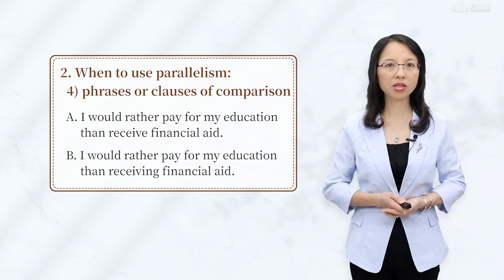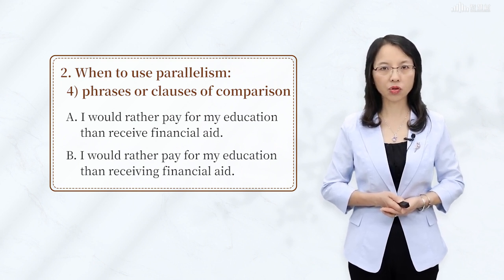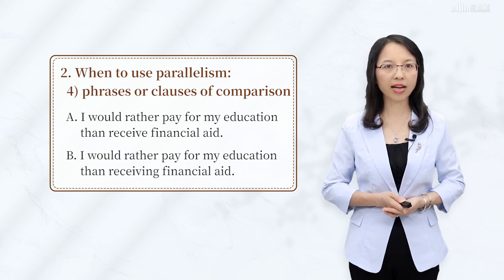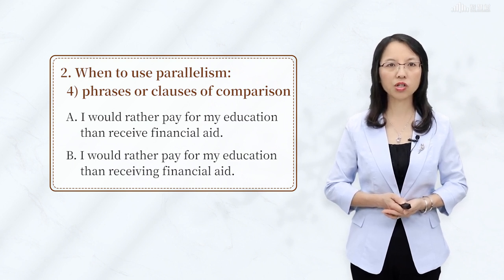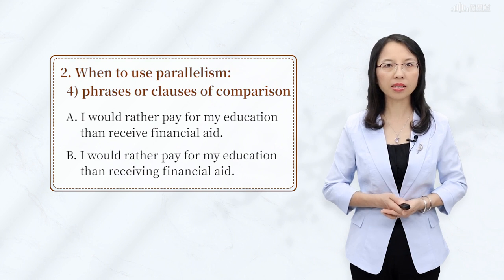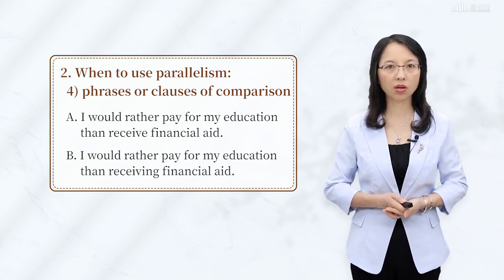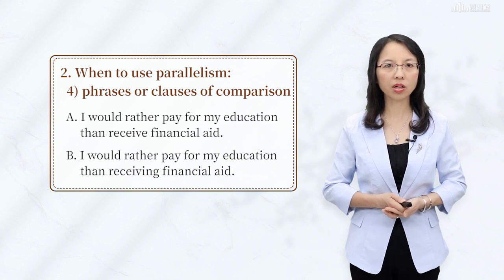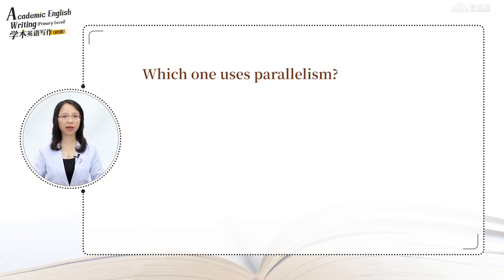Sentence A uses parallel structure. The 2 phrases, pay for my education and receive financial aid, are both verb phrases, so they are parallel. However, in sentence B, one phrase is a verb phrase, pay for my education, but the other one is an ing phrase, receiving financial aid, so sentence B does not use parallel structure. Let's look at another pair.